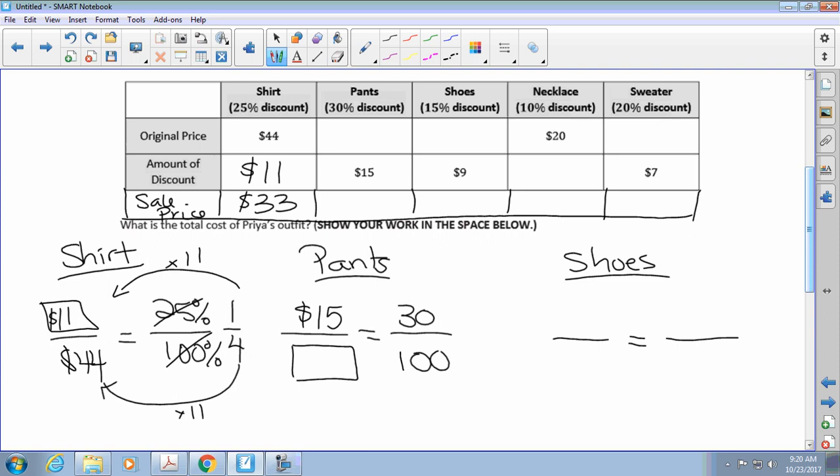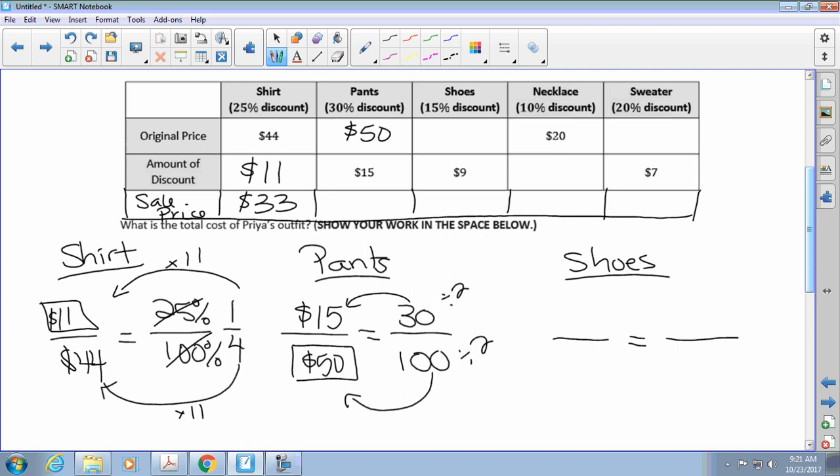All right, so we need to find that original price. So to get from 30 to 15, what do we have to do? Jasmine? Divide by 2. Good, divide by 2. So 30 divided by 2 is 15. What's 100 divided by 2, everybody? $50. All right, so the original price is 50. We're going to save 15.